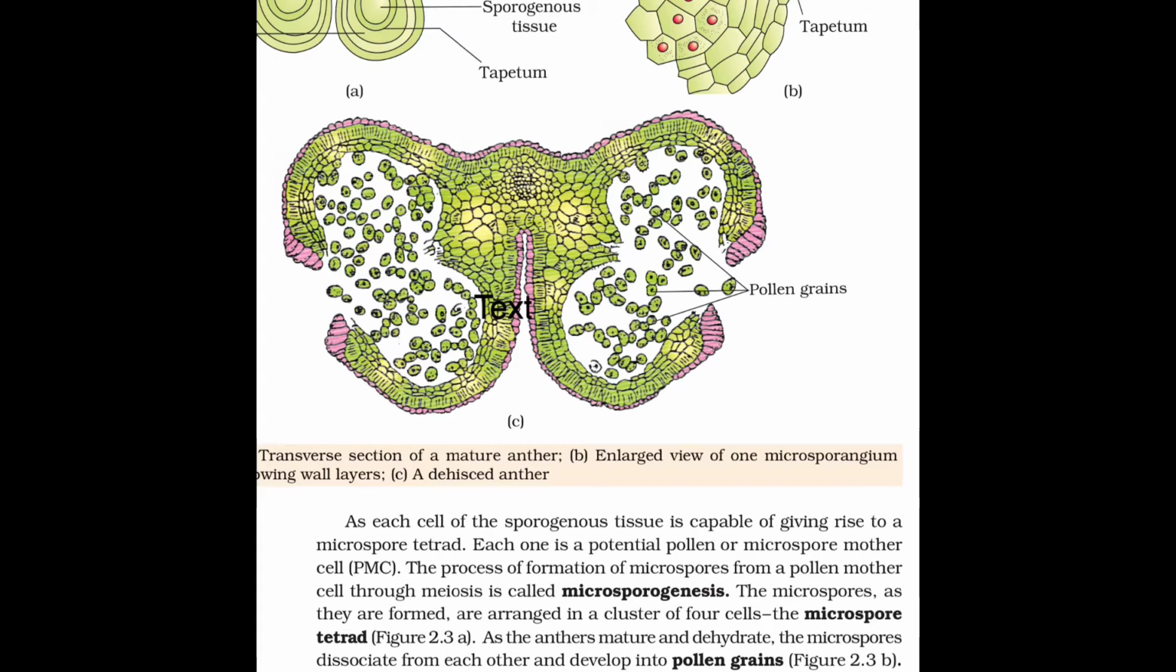Students, the process of formation of microspores from a pollen mother cell through meiosis is called microsporogenesis. The microspores, when formed, are arranged in a cluster of four cells, the microspore tetrad. As the anthers mature and become dry, the microspores are released from the anther and develop into pollen grains. There are several thousands of pollen grains inside a microsporangium.